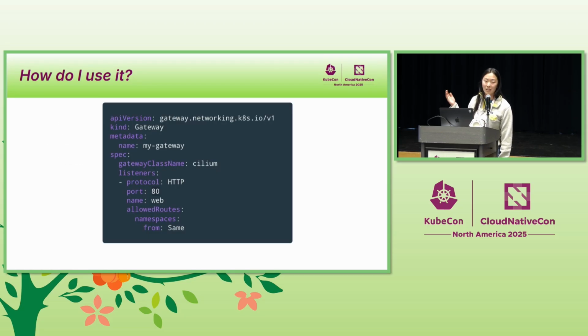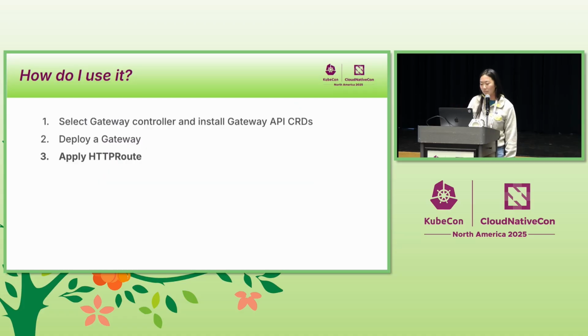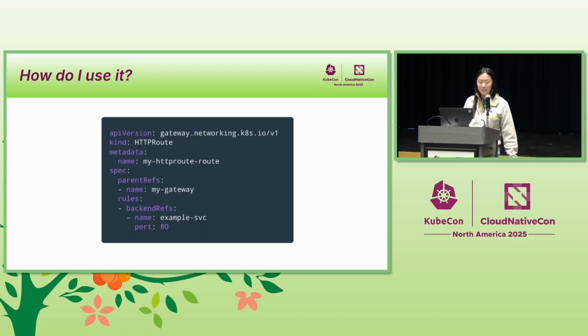Next up, you deploy Gateway. This is an example gateway. Right now, you can see in the gateway class name, you have Cilium, but you can also use a different implementation, Istio. That's the great thing about the portability. Then you declare your name, which namespace you want to be in, and the listener that you set up on your port. Lastly, you just apply an HTTP route. This is an example HTTP route that's listening for the gateway that you just deployed.